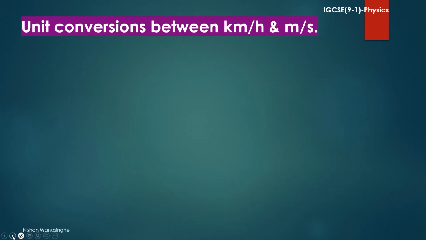Unit conversions between kilometers per hour and meters per second. This is a very important part because sometimes the speed units are given as kilometers per hour, so we have to convert them into meters per second. That means the SI unit. So how do we convert 1 kilometer per hour to meters per second? You know 1 hour equals 60 minutes, and 1 minute equals 60 seconds. When you convert 1 hour into seconds, it's 60 times 60, that means 3600 seconds. 1 kilometer is 1000 meters, right?